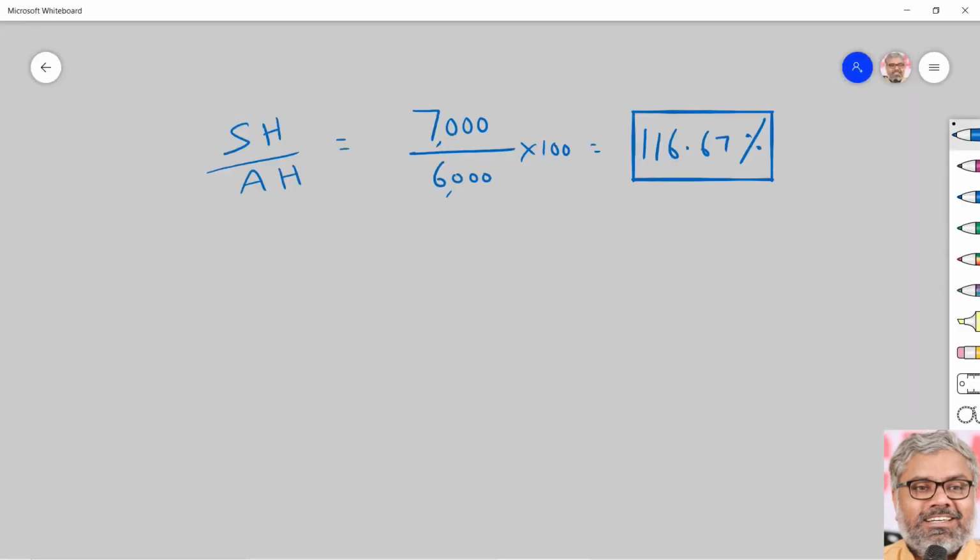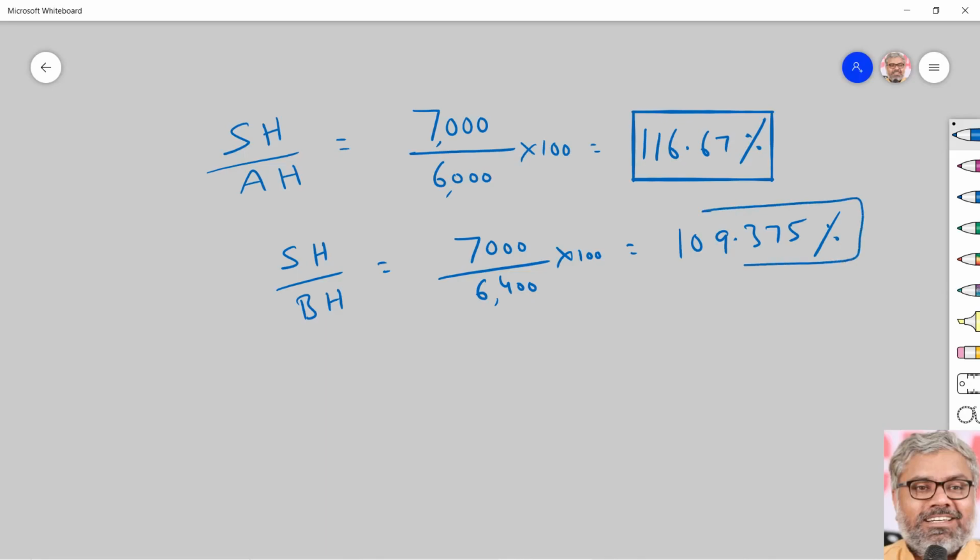Then the second one, activity ratio. The formula for activity ratio is standard hours required for actual production divided by budgeted hours. So once again, 7,000 is the standard hours required for actual output given in the question, divided by budgeted hours of 6,400 hours, into 100. Do that calculation: 70 divided by 64 into 100 is 109.375%. That is what we call the activity ratio.